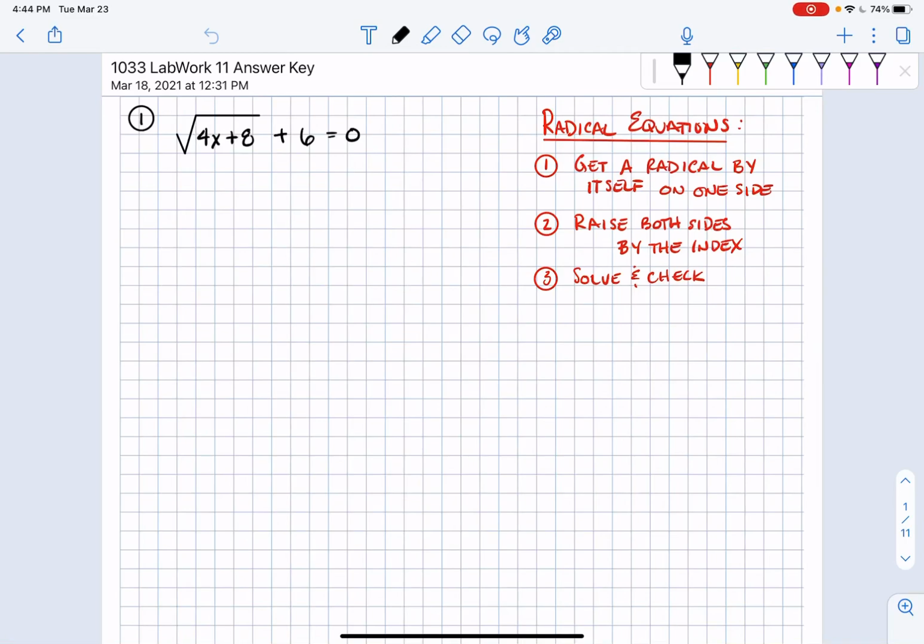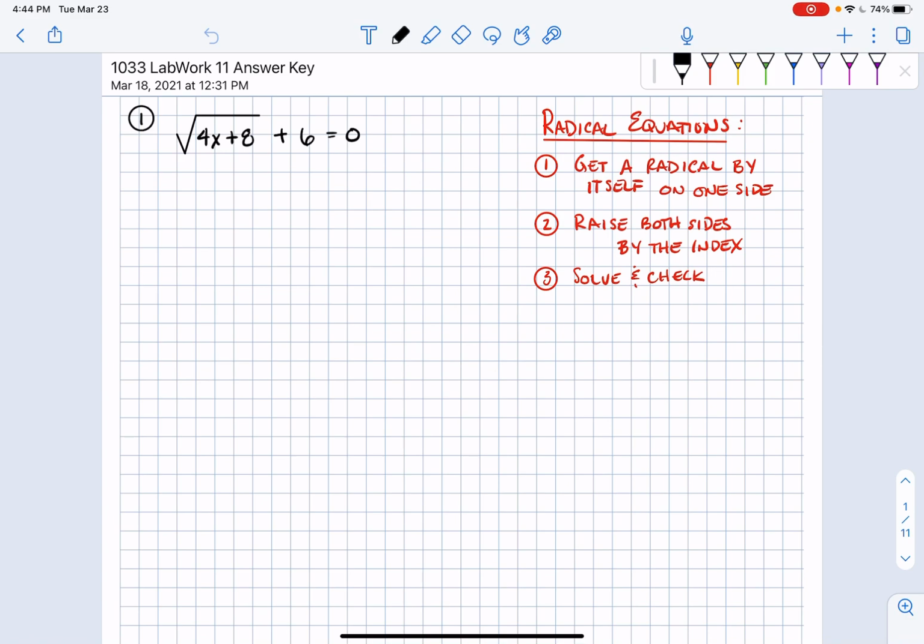All right, let's talk about LabWork 11. The first problem starts off with a radical equation. With radical equations, you want to get one of the radicals by itself if there was more than one. That's why it says get a radical by itself on one side. Then raise both sides by the index, solve, and check.